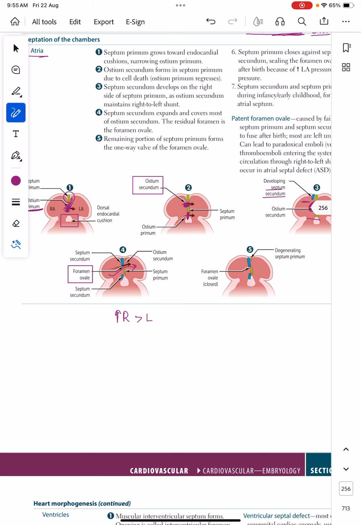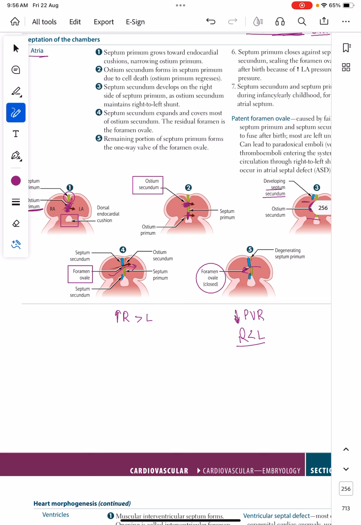But after birth, what happens is that the pulmonary vascular resistance falls and the right-sided pressures become less than the left-sided pressures. So this septum just presses against the septum secundum, and it results in a functional closure of the foramen ovale. And after a few days it becomes anatomically closed as well.